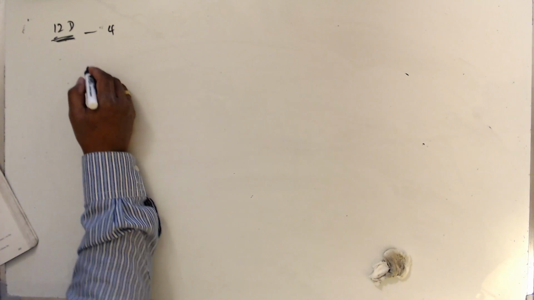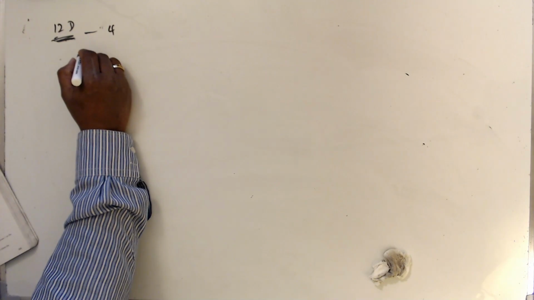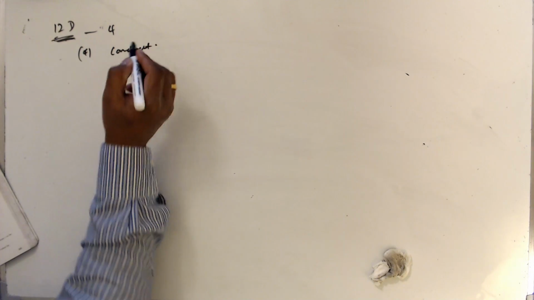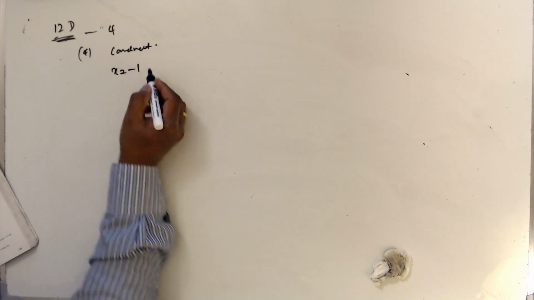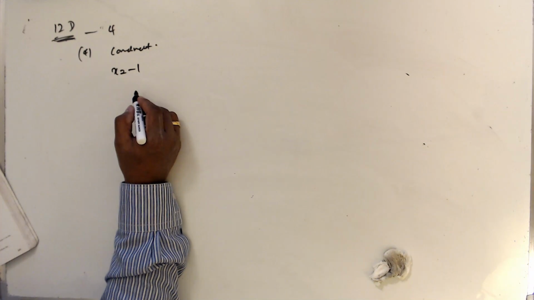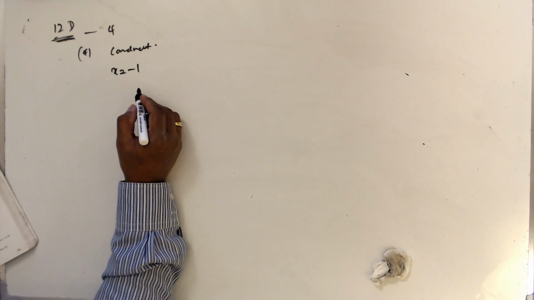Actually, in this sum, number 4, we need to find the coordinate. So we found out x equals minus 1. When x equals minus 1, we need to find what the y value is.